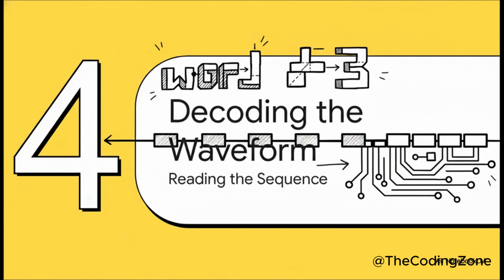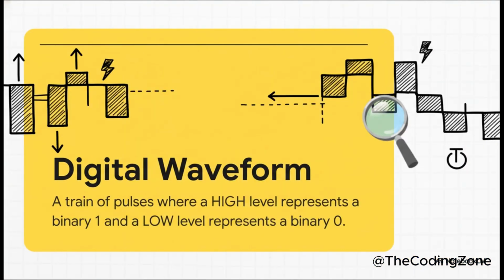Okay, so we've got these individual pulses. Now, how in the world are they strung together to create something meaningful, like a word or a number? Well, they're combined into what we call a digital waveform. And really, it's just a train of these pulses, a sequence of high and low states. The code itself is stunningly simple, but so powerful. High voltage means 1, low voltage means 0. That's it. That is the entire language.